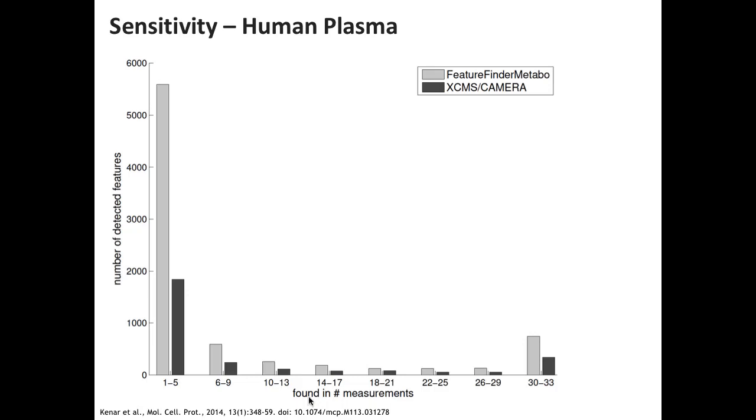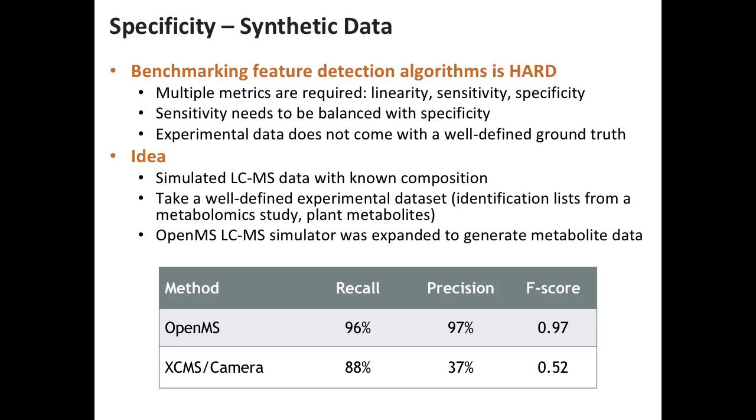Or it could be that XCMS is for the low intensity stuff not as sensitive as we are. And actually, from experimental data, you have no way of knowing which is true. I mean, you can look at the data and say, yeah, I believe this or I don't, but you have no way of really knowing what's true. So we did something that got us into quite some trouble with the referees.